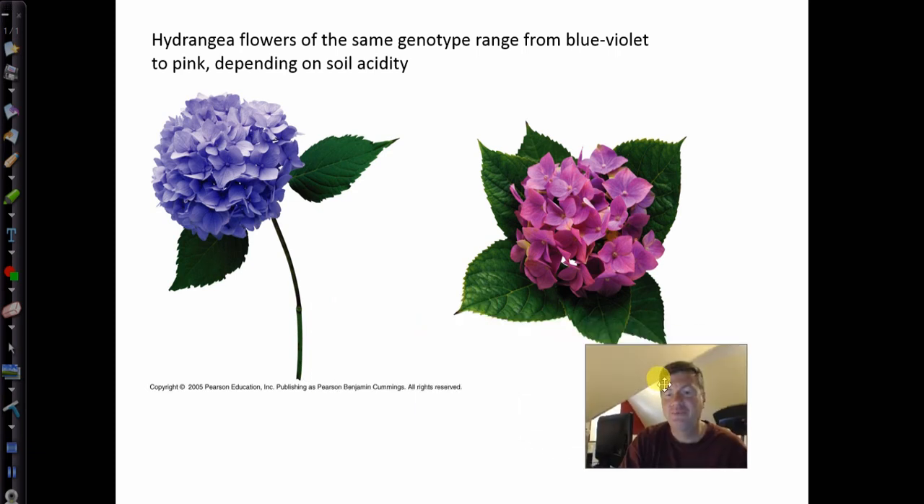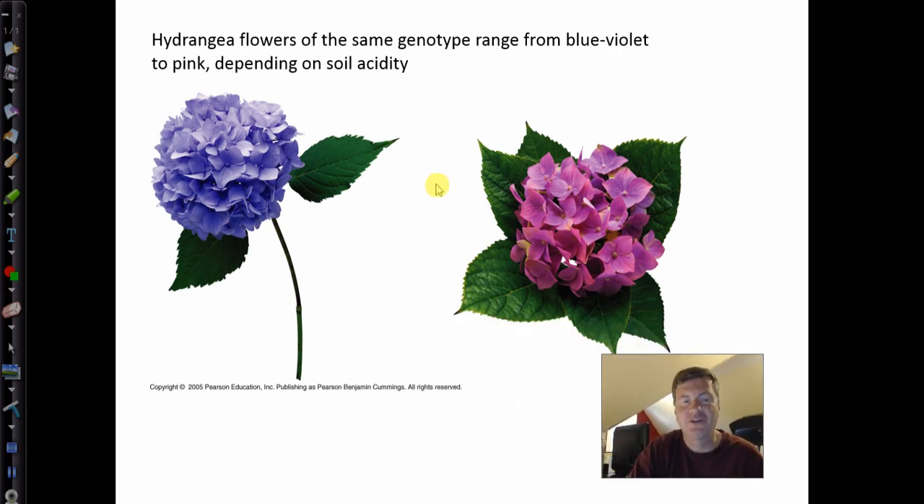Here's another example, hydrangea. Got some of these in my yard. The pH actually influences their expression. If I believe this is correct, if they're pink, it means the soil is sort of acidic. If it's blue, it means they're sort of basic. So the same genotype is going to change its expression depending upon the environment. So once again, Mendel wouldn't have expected this because he didn't see any of this in his peas.